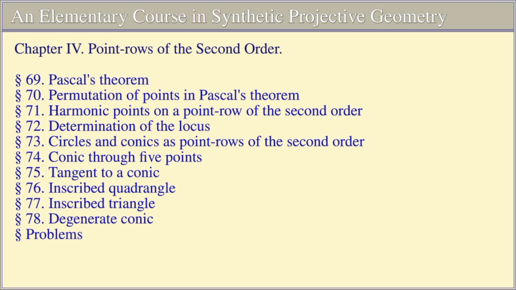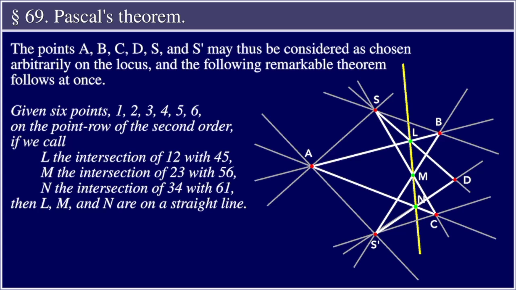Section 69, Pascal's Theorem. The points A, B, C, D, S, and S prime may thus be considered as chosen arbitrarily on the locus, and the following remarkable theorem follows at once. Given 6 points, 1, 2, 3, 4, 5, 6, on the point row of the second order, if we call L the intersection of 1, 2 with 4, 5, M the intersection of 2, 3 with 5, 6, N the intersection of 3, 4 with 6, 1, then L, M, and N are on a straight line.